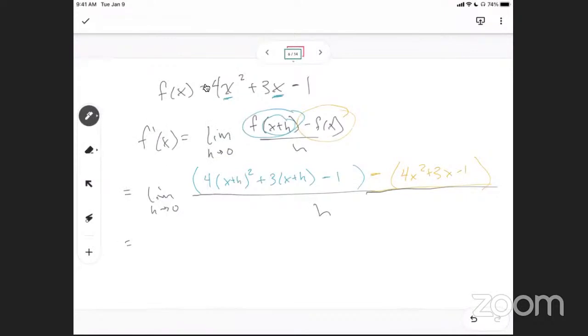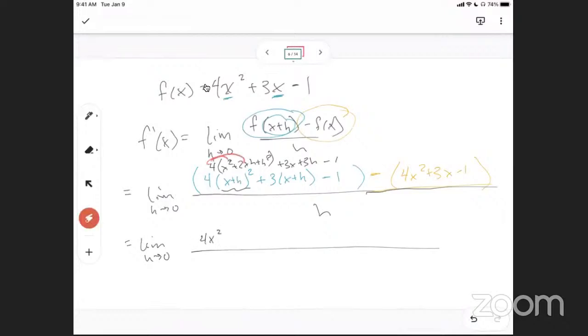Now let's do this. So that equals the limit as h goes to 0. I'm going to show the work up here. So this is x squared plus 2xh plus h squared. I just distribute that, right? And this is plus 3x plus 3h, and this is just minus 1. I've got the 4 in front of all this. So let's write that out: 4x squared, distributing the 4, plus 8xh plus 4h squared, and then plus 3x plus 3h minus 1.